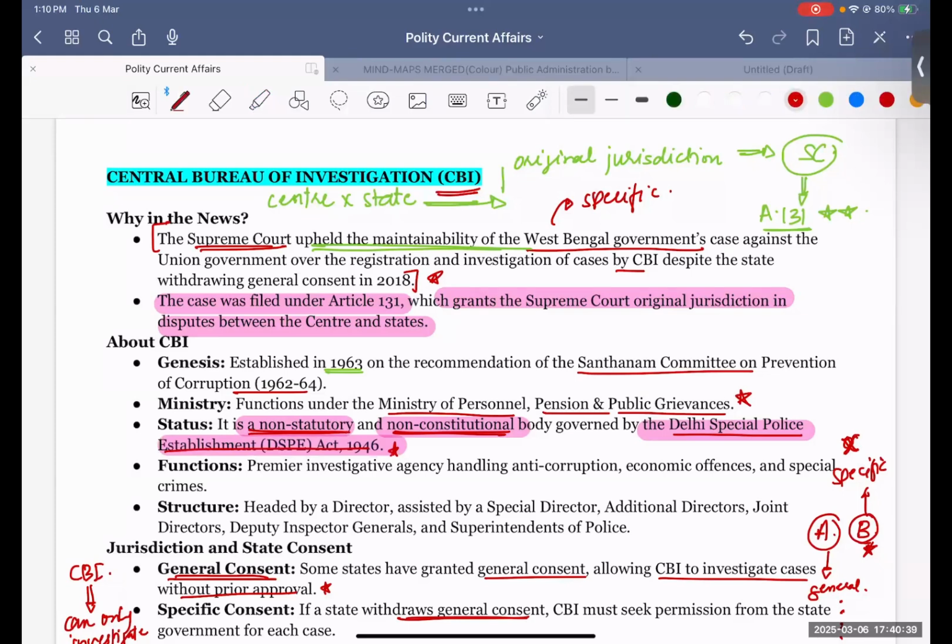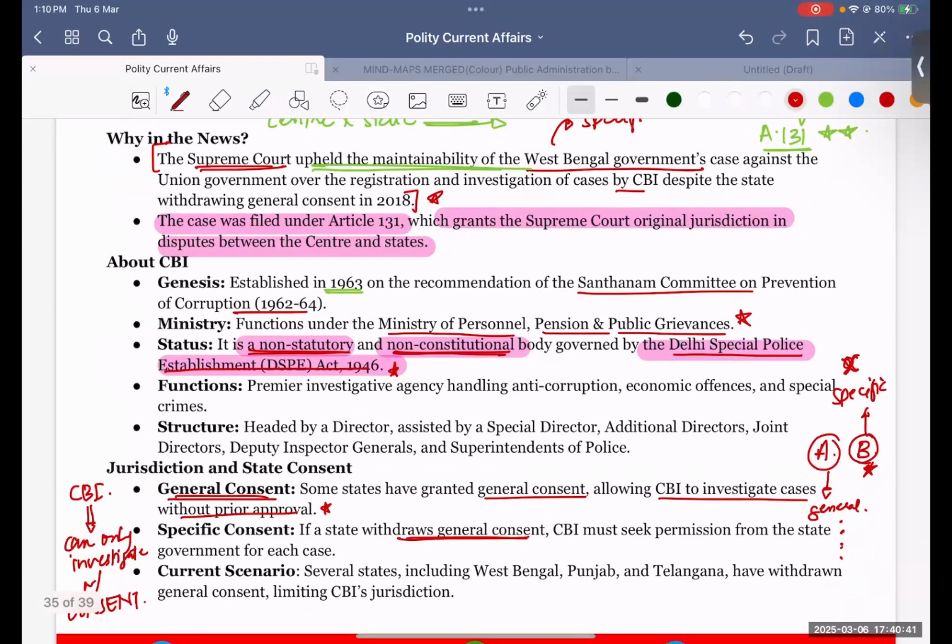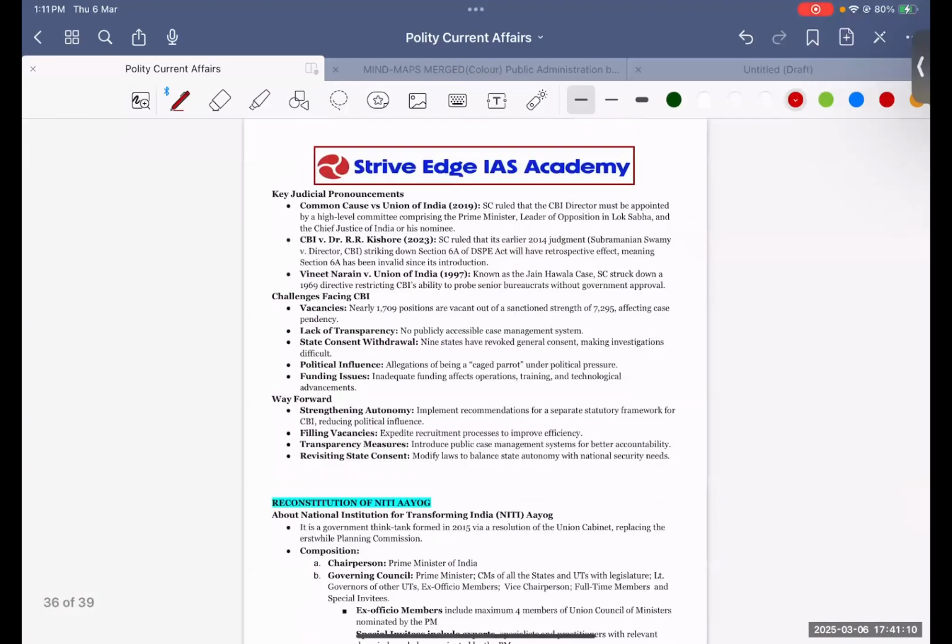What are its functions? It is the premier investigative agency handling anti-corruption, economic offenses, special crimes, etc. It is headed by a director. It is assisted by a special director, additional directors, joint directors, deputy inspector generals, and superintendents of police. Okay, so this is their structure, formation.